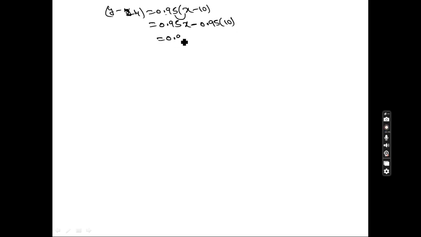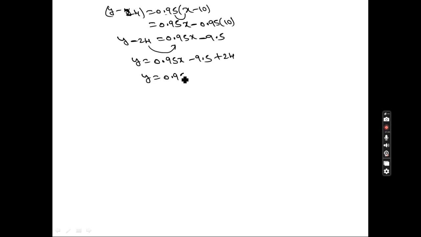So this will be 0.95x minus 9.5. So on this side you have y minus 24. If the 24 comes to this side, it will become y is equal to 0.95x minus 9.5 plus 24. So y is equal to 0.95x, and what is the answer you will get here? You will get plus 14.5. So this is the regression equation of y on x. So the first part of the question we completed.